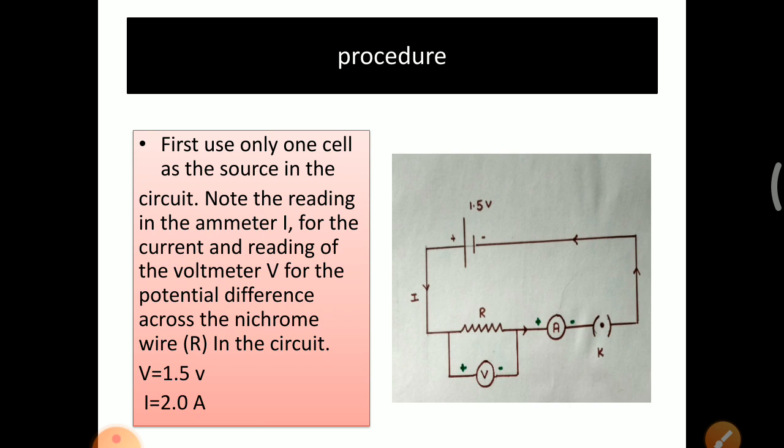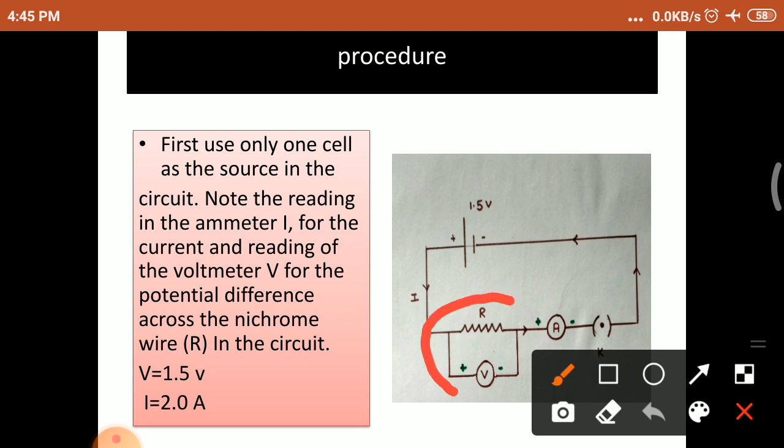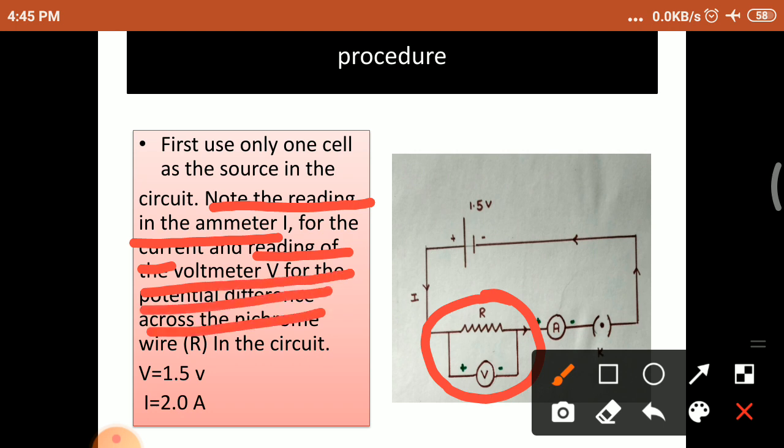So now the circuit is a complete, closed circuit. When I switch on the battery, current is established in the electric circuit. When the electric current is flowing in the circuit, the ammeter shows the electric current value and the voltmeter shows the potential difference across the ends of this point. So note the reading in the ammeter, I, for the current, and the reading of the voltmeter, V, for the potential difference across the nichrome wire in the circuit.